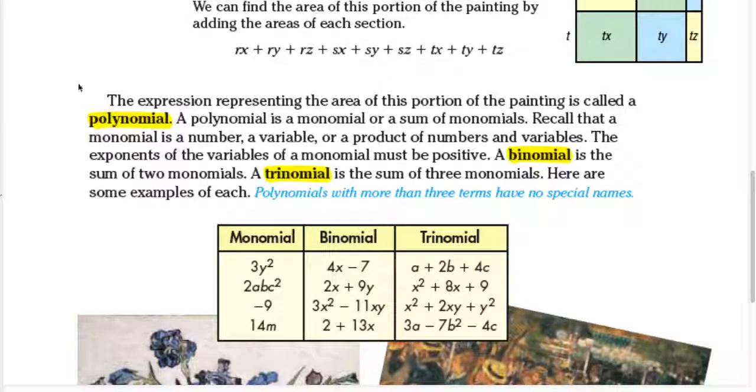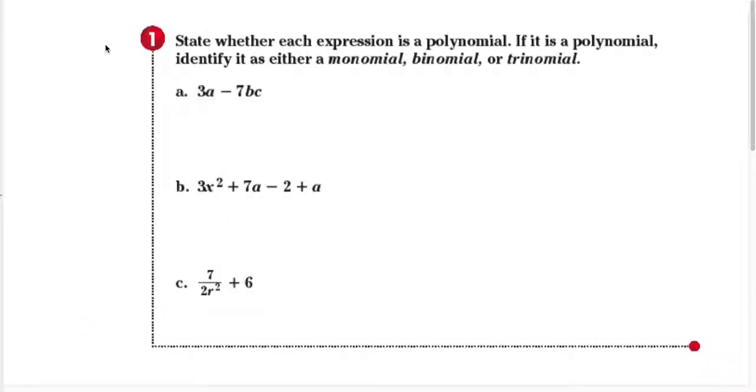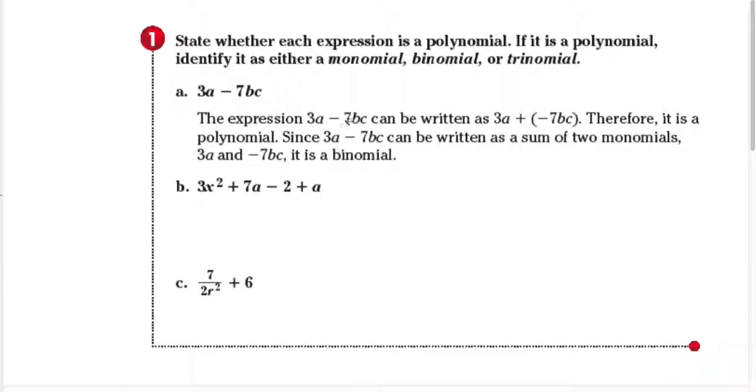Okay? So let's take a look at how we apply this. State whether each expression is a polynomial. If it is a polynomial, identify it as either a monomial, binomial, or a trinomial. So you have 3a minus 7bc. The expression 3a minus 7bc can be written as 3a plus negative 7bc. Therefore, it is a polynomial, since 3a minus 7bc can be written as a sum of two monomials, 3a and negative 7bc. It is considered to be a binomial.